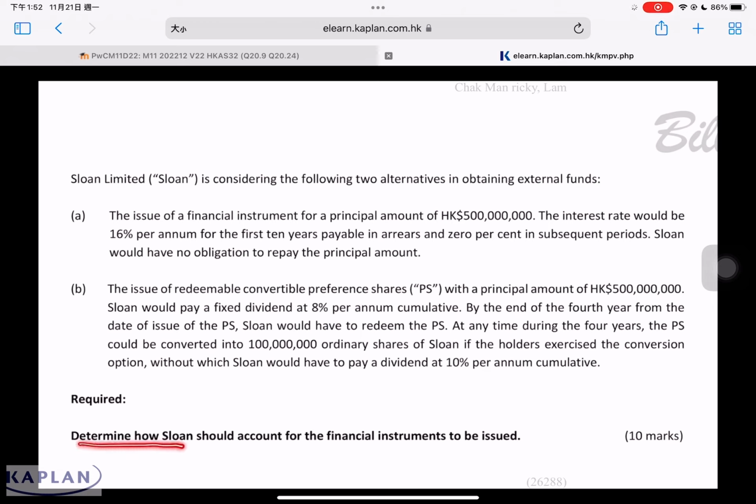Determine how the entity should account for the financial instrument to be issued. 10 marks. For 10 marks, there are two parts, A and part B. Each part is around 5 marks. Your answer should be around 5 to 6 points for each part of the questions. First, we'll look at part A.